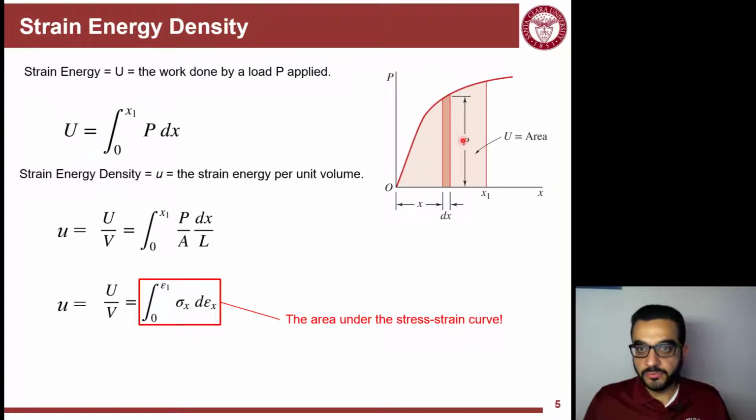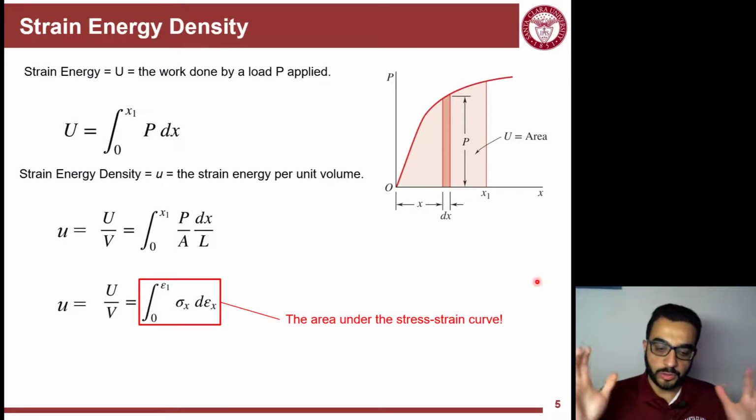The last thing we'll cover today in this part is what's called strain energy density, which also lets us understand what's really happening when a material is being deformed. So strain energy, which we refer to here as uppercase U, is the work done by a load P when it's applied on a sample or a material. Work by definition is force times distance.